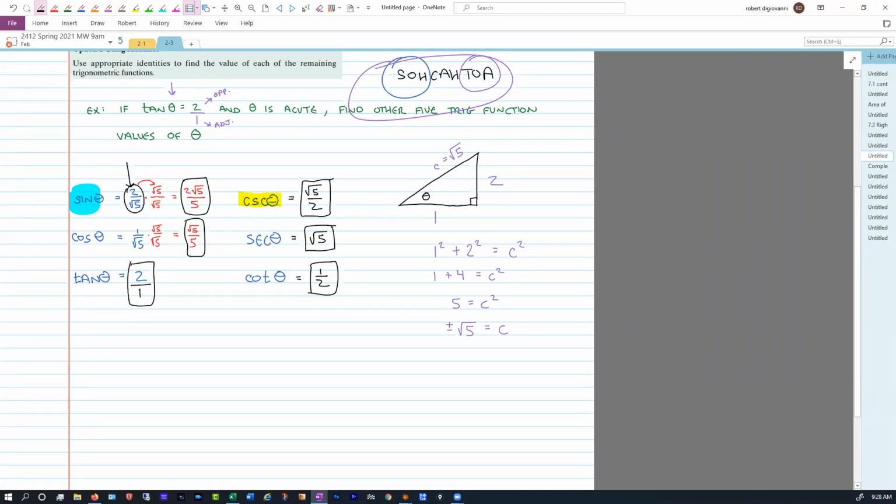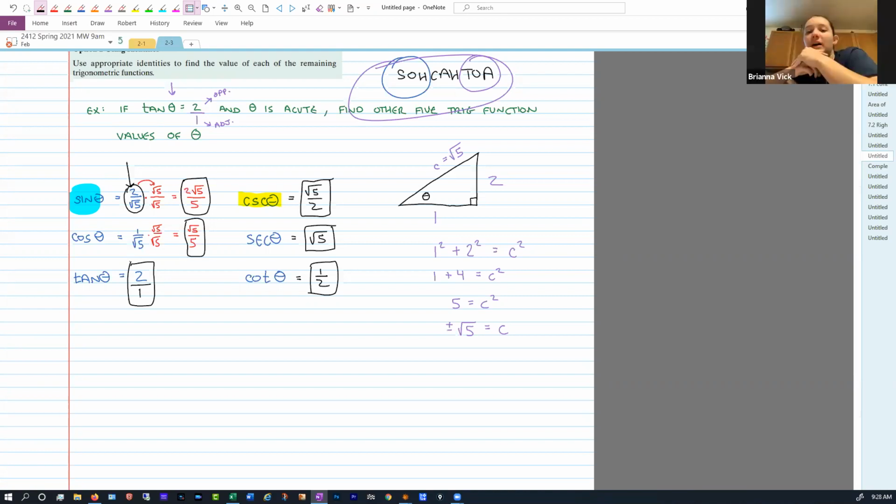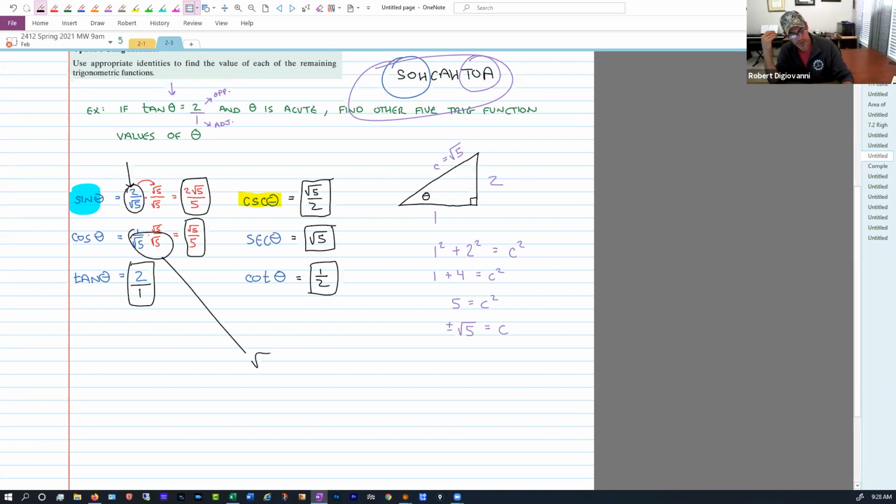I have a question. Uh-huh. Why for cosine is it just 5 and not 25? Well, it is. It's actually this right here when you do it, root 5 times root 5. It actually becomes the square root of 25 because you multiply the 2, but then you take the square root of 25 and you get 5.